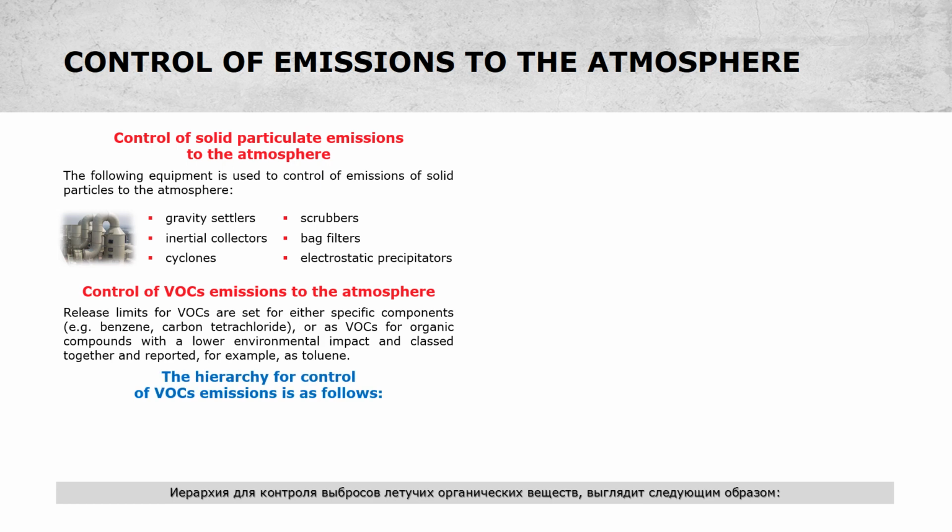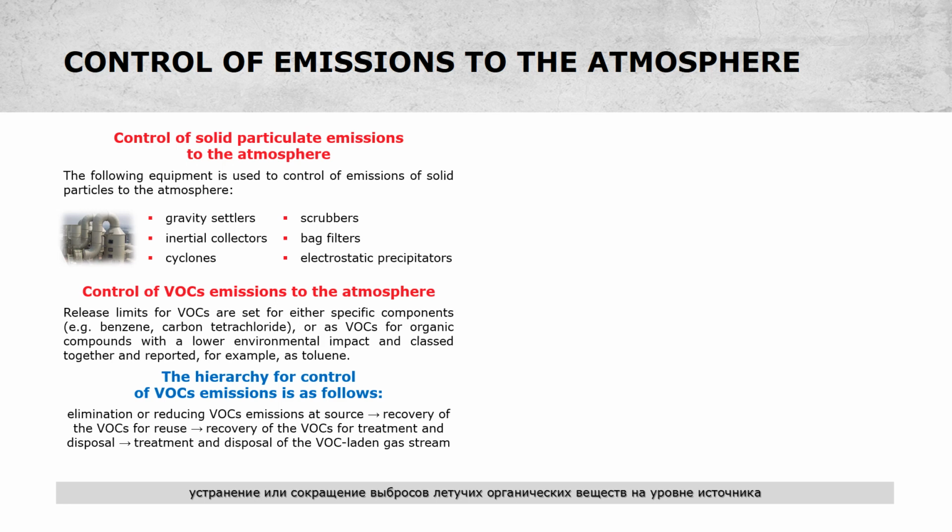The hierarchy for control of volatile organic compounds emissions is as follows. Elimination or reducing volatile organic compounds emissions at source. Recovery of the volatile organic compounds for reuse. Recovery of the volatile organic compounds for treatment and disposal. Treatment and disposal of the volatile organic compounds laden gas stream.